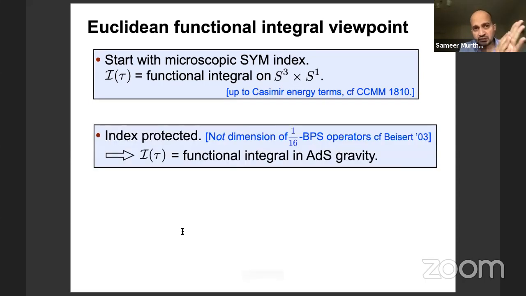Then this index is protected, and therefore it should be the same functional integral on the gravitational side, if you can make sense of it. But at least formally you can write that.